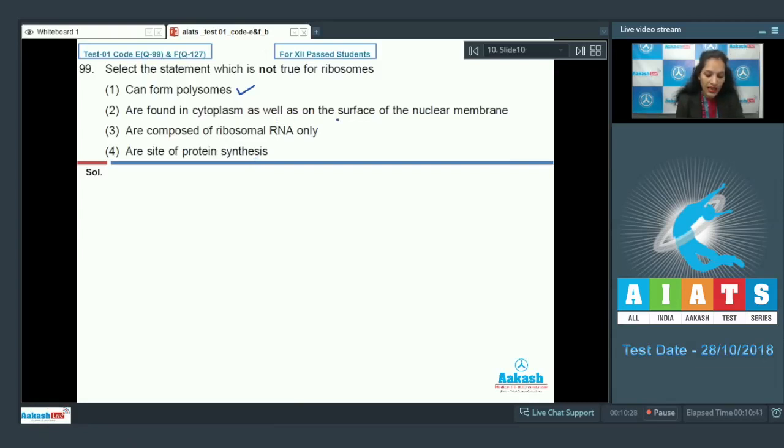So ribosomes can form the polysomes or the polyribosomes. Are found in cytoplasm as well as on the surface of the nuclear membrane. This is also true statement. In case of eukaryotes, you can find ribosomes in cytoplasm as well as on the surface of the nuclear membrane. So this is correct one. Third, are composed of ribosomal RNA only. No, this is the incorrect statement regarding the ribosomes, as ribosomes are not only made up of rRNA. The constituent of ribosomes are rRNA and proteins. Fourth, are site of protein synthesis. Yes, ribosomes are also known as protein factories because they are site of protein synthesis. So all three statements are correct except the third one. So the correct option for the given question is option number 3. Let's move on to the next question.